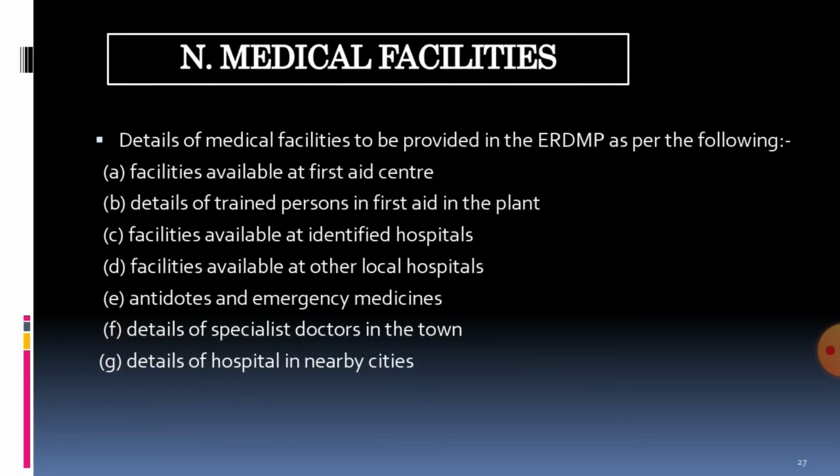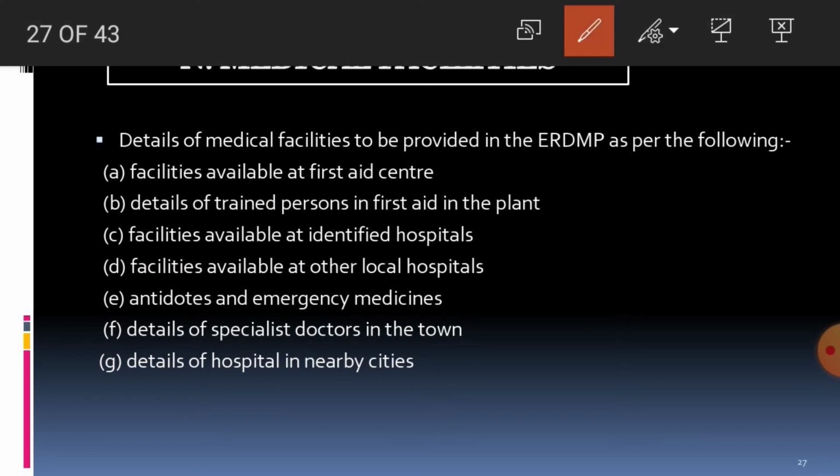If any accident occurs, medical facilities near the pipeline should be included, in which we include the number of first aid centers and the facilities available at the first aid centers, details of trained persons at the first aid centers, details of hospitals near the site, the facilities available at the hospitals, the antidotes and emergency medicines available at the hospitals, and details of the specialist doctors present in the town, which are also included in the ERDMP plan.